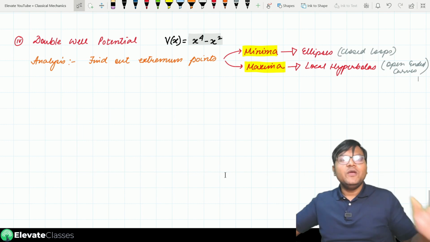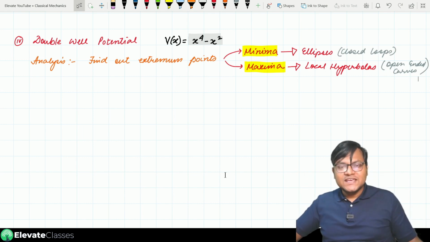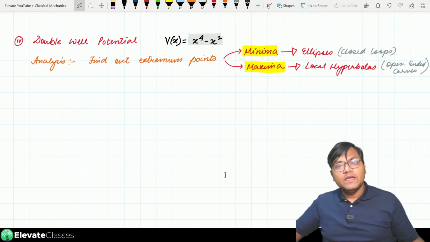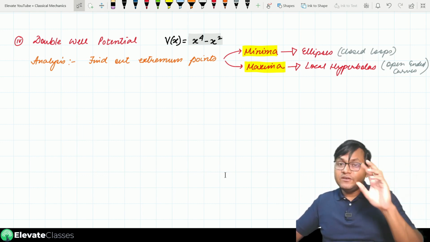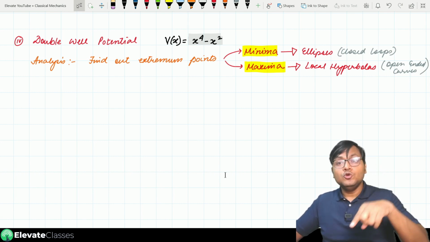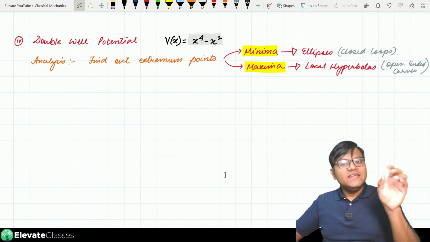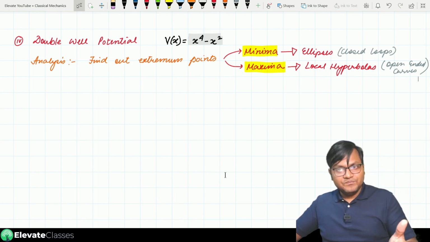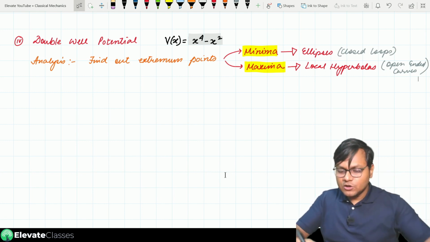So this is one way of analyzing different kinds of potentials: if you are given a mathematical function, find out the extremum points. If you find minimas and maximas, then rest assured that near the minima in the phase space diagram, you will get closed loops resembling ellipses, and near the maxima, you will get local hyperbolas or open-ended curves. All right. So let me show this potential once.